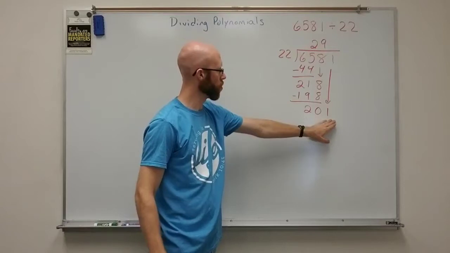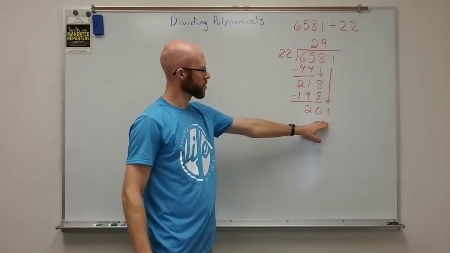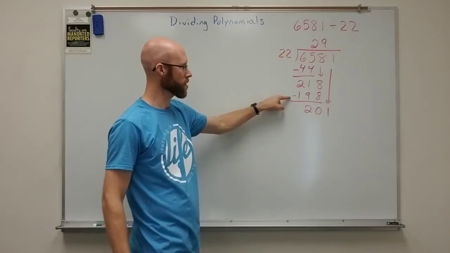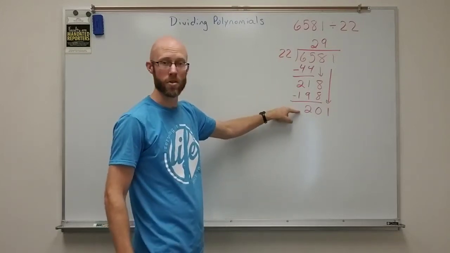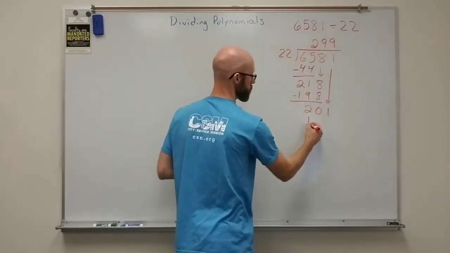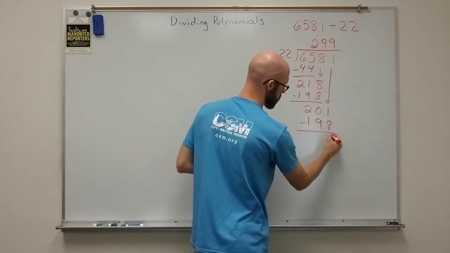22 goes into 201. Oh, let's see. Well, we already know that 9 times 22 is 198. That's pretty close to 201, so it's going to be another 9, right? 9 times 22 is 198, and our remainder is 3.